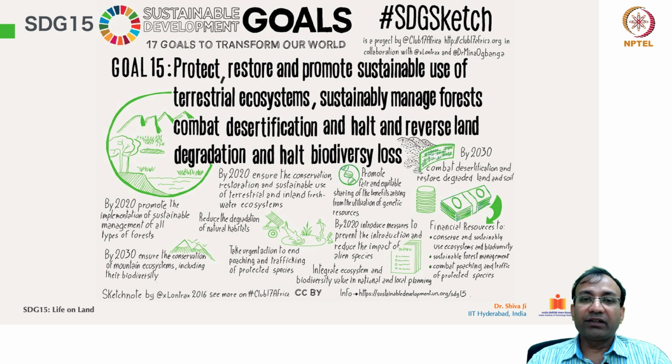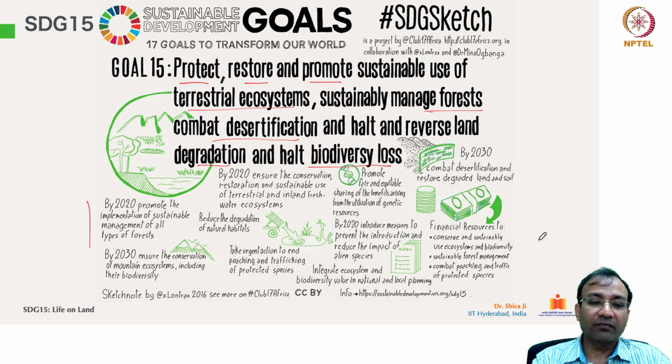So what do we see as goals and targets in this? Protect, restore, and promote sustainable use of terrestrial ecosystems, sustainably manage forests, combat desertification, and halt and reverse land degradation, and halt biodiversity loss. The points which we saw earlier. Inside that, by 2020, promote the implementation of sustainable management of all types of forests. By 2030, ensure the conservation of mountain ecosystems, including their biodiversity. By 2020, ensure the conservation, restoration, and sustainable use of terrestrial and inland freshwater ecosystems.